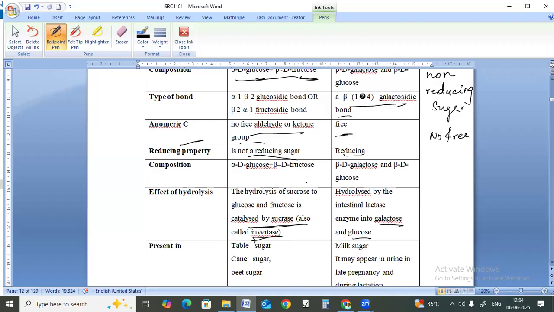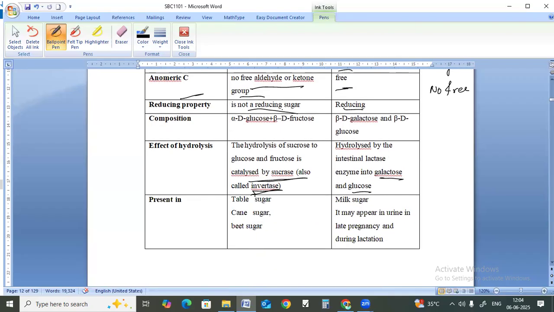Sucrose is also called table sugar, cane sugar, or beet sugar. Whereas lactose is mainly present in milk, so it is called milk sugar. It may also appear during late pregnancy and during lactation. Lactating women mainly contain this sugar, lactose.